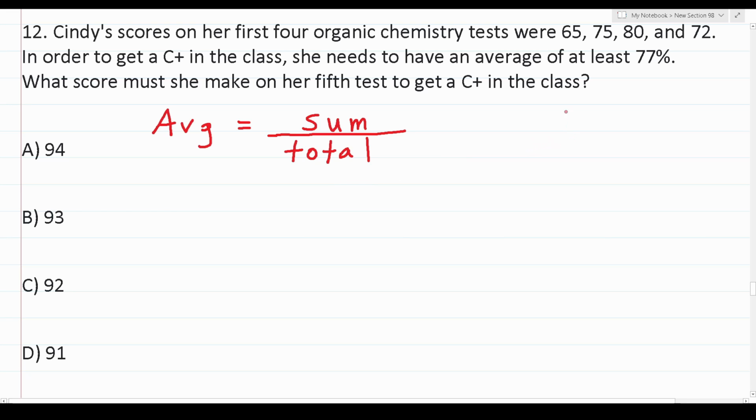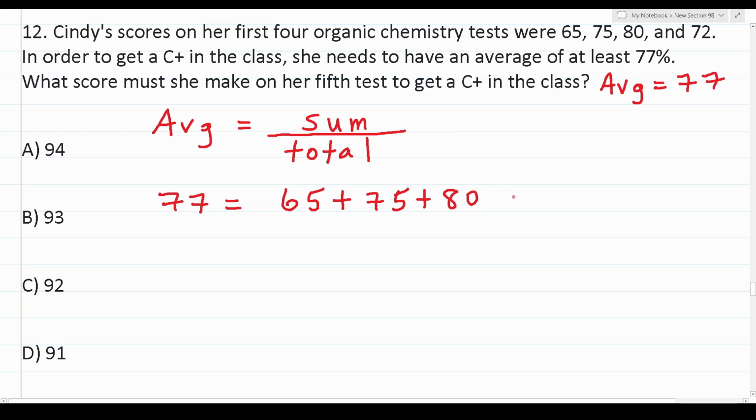In this case, we're told what our average has to be. Cindy has to have an average of 77% to get a C+ in this class. So let's go ahead and replace average with 77 over here. What is the sum of her scores on her exams? It's 65 plus 75 plus 80 plus 72. And we also have to include the unknown score that she gets on her 5th exam. So that's going to be plus X. And we're going to divide that by the total number of exams she takes. There's 1, 2, 3, 4, 5 exams.